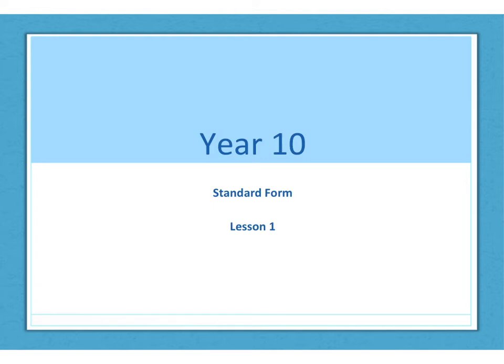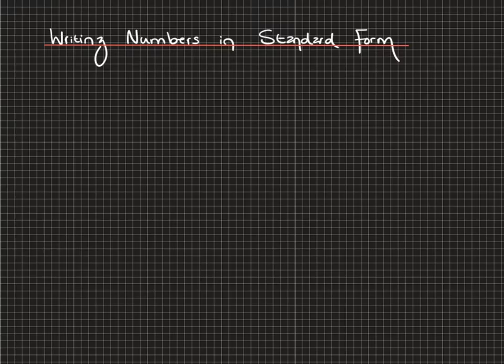Year 10 Standard Form Lesson 1. So we're going to start off by reviewing work that you have covered previously, and we're going to look at how we write numbers in standard form. So let's start off with large numbers to begin with, and then we'll look at smaller numbers a little bit later on. So each of the numbers that I'm going to write down are in what we call ordinary form.